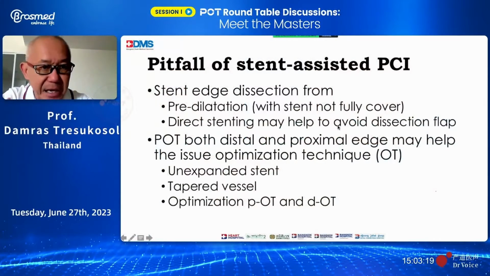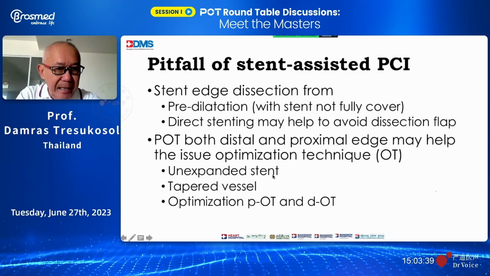The pitfall of stent-assisted PCI is the stent edge dissection, mostly from pre-dilatation with the stent not fully covering. Second, direct stenting may help to avoid the dissection flap at the edge. But sometimes direct stenting is not possible because of friction or calcification inside the vessel wall. And for both distal and proximal edges, the optimization technique, or POT, may help. POT can be proximal or distal, and it can solve the unexpanded stent, taper vessel, and optimization.